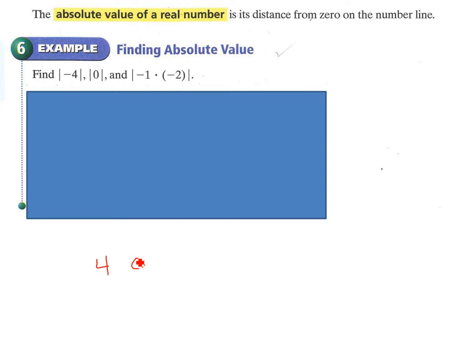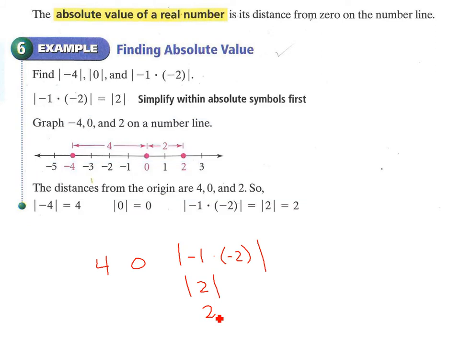And then let's look at the slightly harder one here. Absolute value of negative 1 times negative 2. Okay? We're going to work the insides first and then do the absolute value. Remember, from parentheses, we work inside out. So this is the absolute value. Negative 1 times negative 2 is positive 2. And then the absolute value of that stays the same at just 2. All right? So we simplify first, and then we do the absolute value.